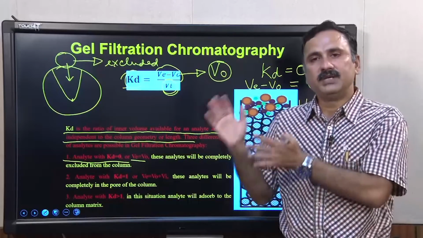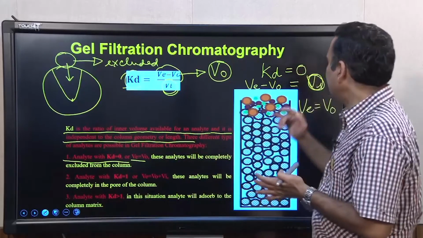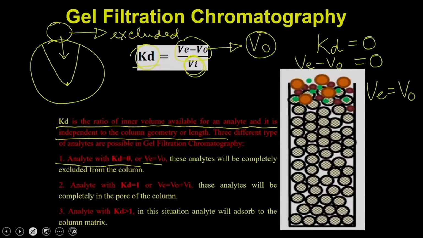So, if the Kd value is equivalent to 0, VE minus VO is going to be 0, and in those cases the VE is going to be equivalent to the VO, which means the molecule is present outside the beads, or it is not present in the pore, which means it is going to be excluded from the pore.